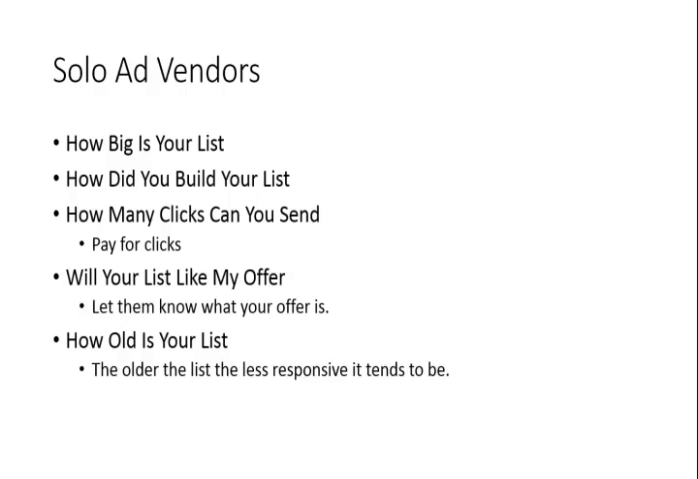Now, you also want to know how old the list is. The older the list is, it's probably going a little stale and it tends to be less responsive. So you like to have a list that's fresh, fairly recent. You don't want a list that's been out there a long time, because people are then a little more immune to the email and less likely to open them. They might just still be on the list because it's a habit.